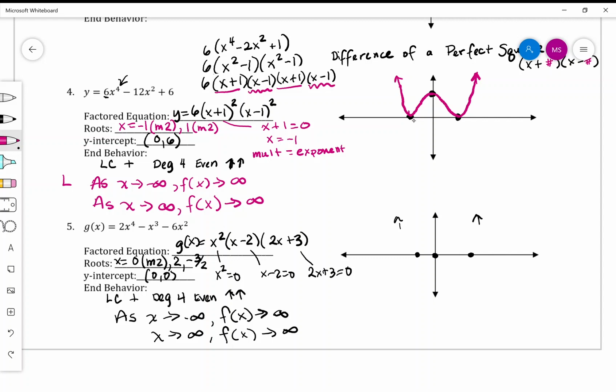All right, so it goes through negative 3/2 because there's no multiplicity. All right, it goes to 0, but it bounces off 0 because it has a multiplicity of 2. And then it has to go back up to go through x equals 2. And there is your beautiful graph.